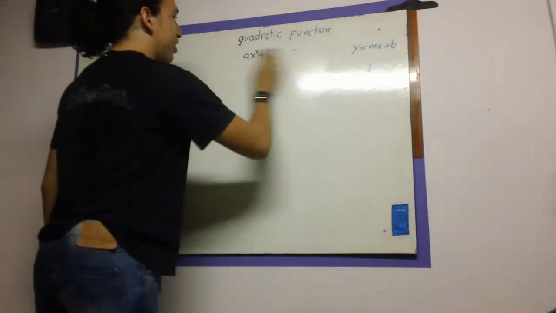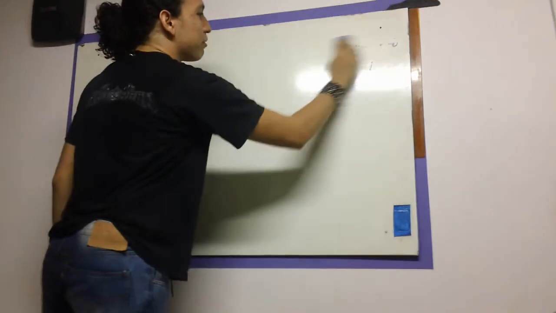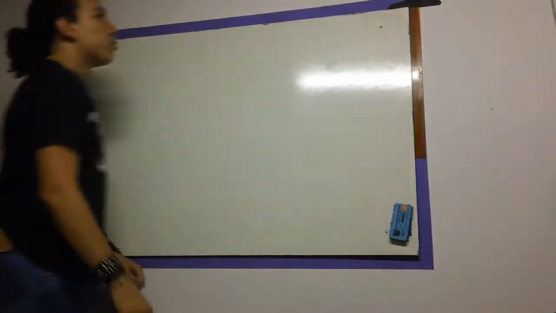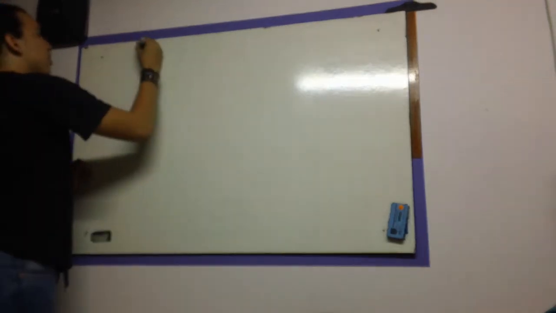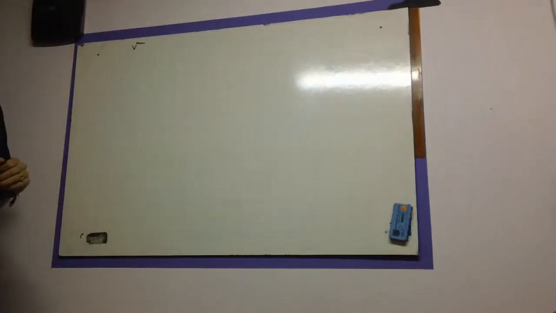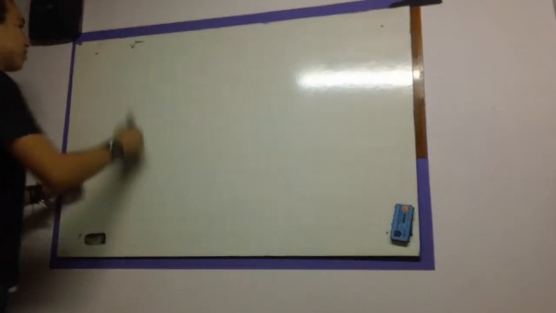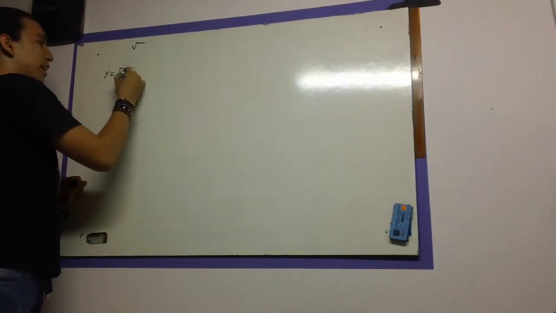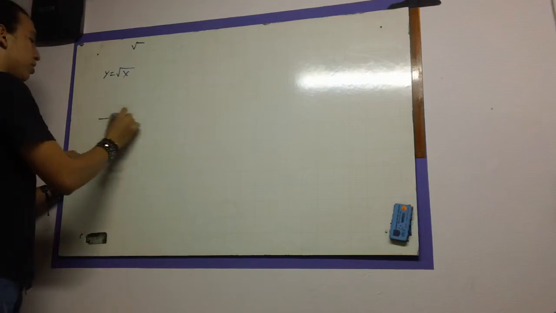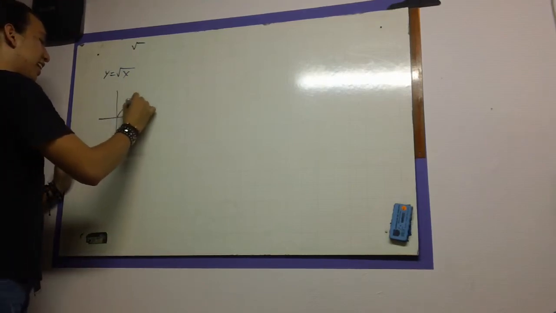Also, there are other very weird functions that we call, you remember the root we had? Radical functions. So you have something like y equals root of x, which is going to be something like this.